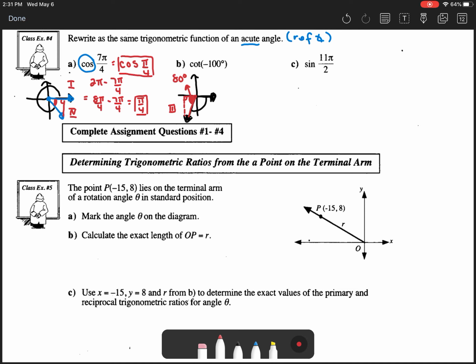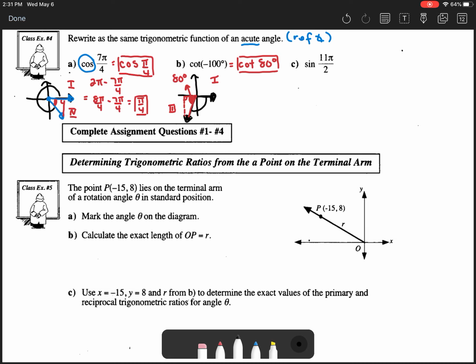80 degrees, as itself, would be quadrant 1, right? It's between 0 and 90 degrees. Well, everything is positive in quadrant 1, so I use the same trig ratio, cotangent, of 80 degrees, and that would give me the same exact value as the cotangent of negative 100 degrees, okay?